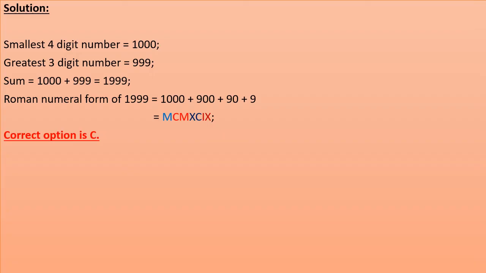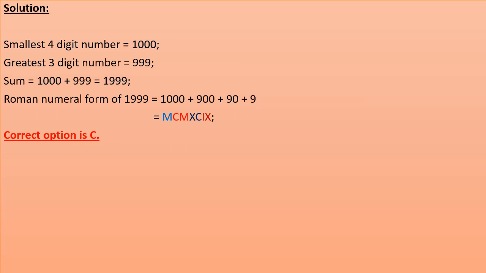Now the smallest 4-digit number is 1000 and the greatest 3-digit number is 999. Now the sum, 1000 plus 999, is 1999. Now the Roman numeral form of 1999 is, first we'll split the number or write it in expanded form, 1000 plus 900 plus 90 plus 9.